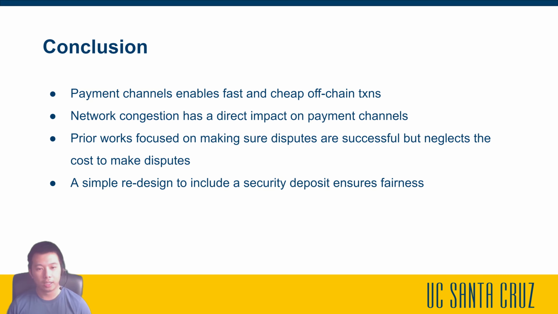In conclusion, payment channels allow us to transact fast and cheap off-chain. In this work, we've shown that network congestion has a direct impact on the security of these payment channels. Prior works have focused on ensuring that disputes are always successful, but neglect the cost of making these disputes. We propose a simple redesign of payment channel contracts to include a security deposit that can be used to reimburse the disputing party if they are successful. This ensures fairness for both parties.